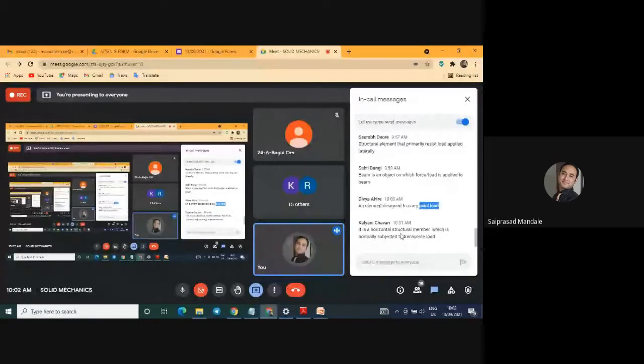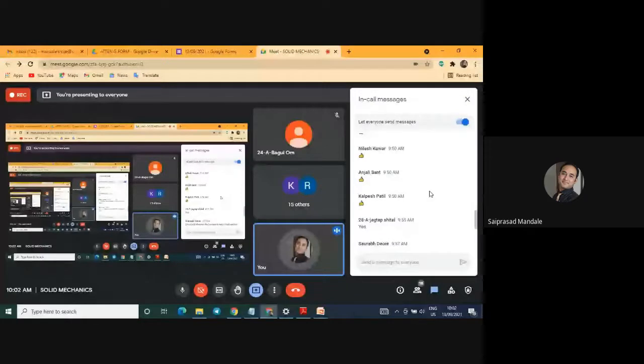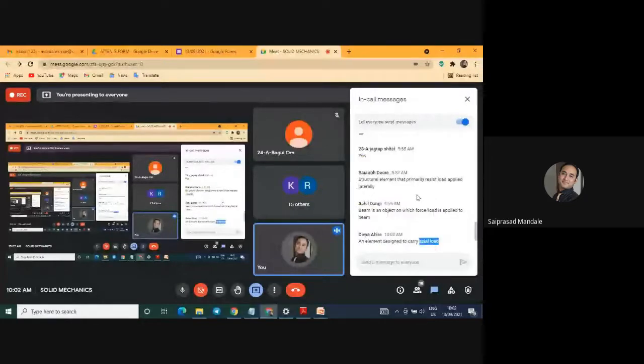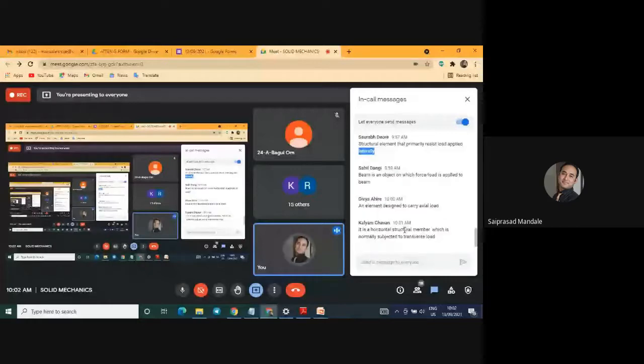Somebody has said lateral dimension. Somebody is saying that the primary load is applied laterally. See, Saurabh Dev is saying laterally. Laterally means along the lateral dimension, not along the length, but perpendicular to the length. So along the lateral dimension, it is subjected to loading. The best example of a beam is the horizontal structural member in construction.